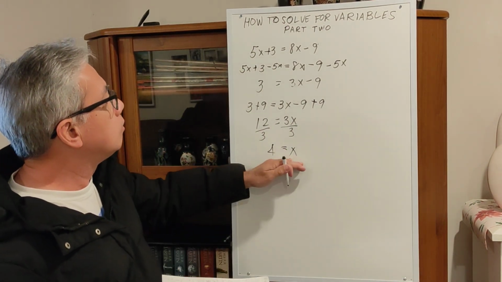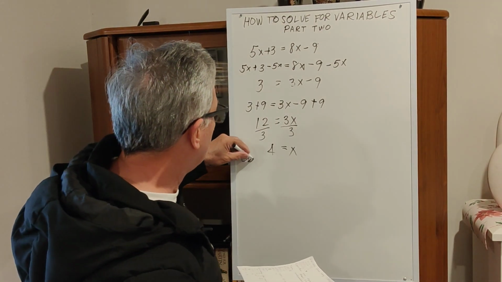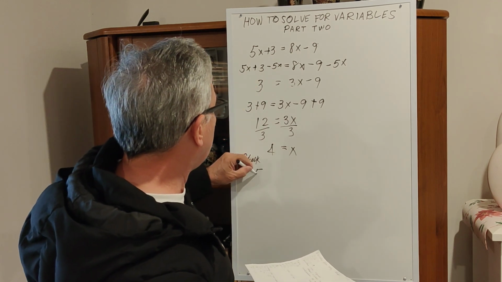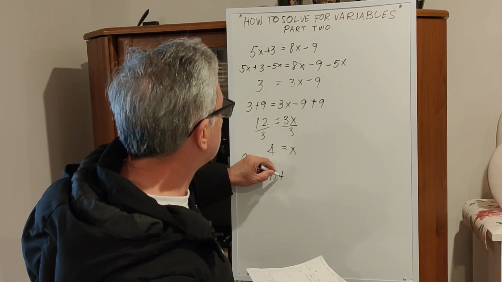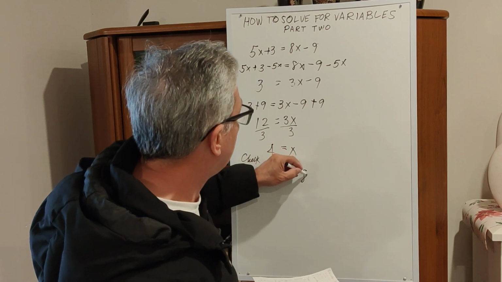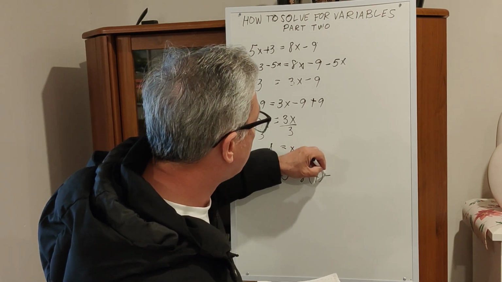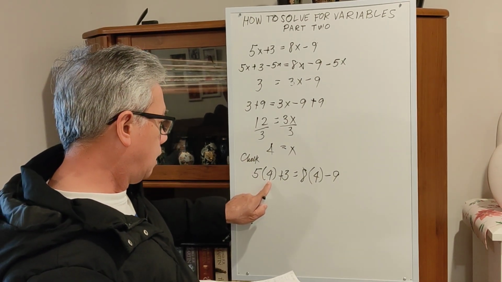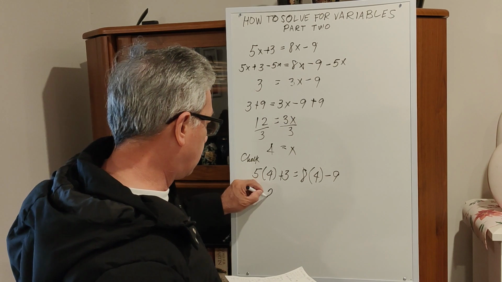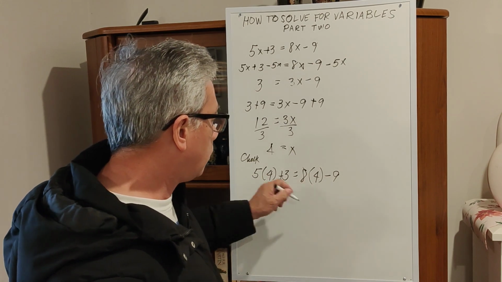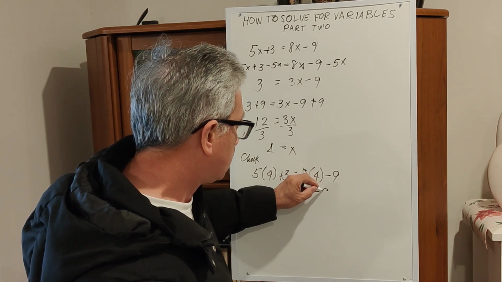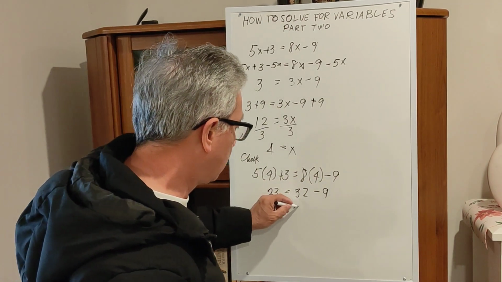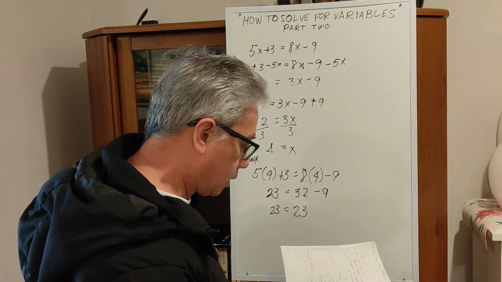We now replace x here to check. So x becomes 4, so 5 times 4 plus 3 is equal to 8 times 4 minus 9. So 5 times 4 is 20 plus 3, that's 23. And 8 times 4 is 32 minus 9. 32 minus 9 is 23. So our answer is correct.